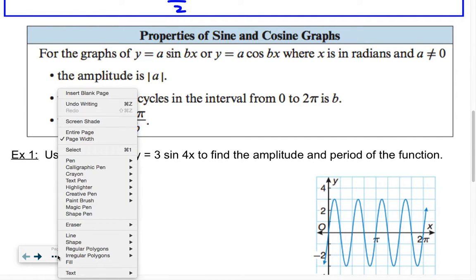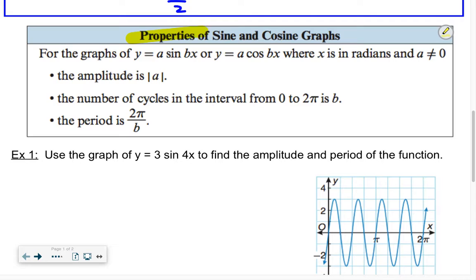Properties that we can always use with the sine and cosine functions. For the graphs of y is equal to a sine bx, this is our form that we always work with. The a value is always ahead of the trig function. The b value follows right behind that trig function. It's the same idea for cosine, which is nice. They didn't move the variables on you. Still a, then b.